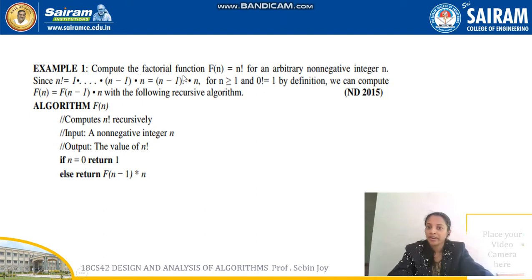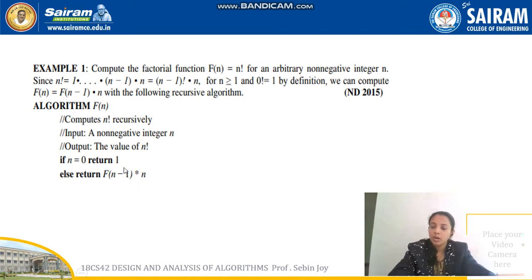The first one is factorial. We already know what the factorial of a number is, and how to write the recursive function for this. So what is the recursive function? If n is equal to 0, return 1, else return f of n minus 1 times n. Now, this question has been asked from 2015 onwards. In around 2 to 3 question papers, the same question has been asked.